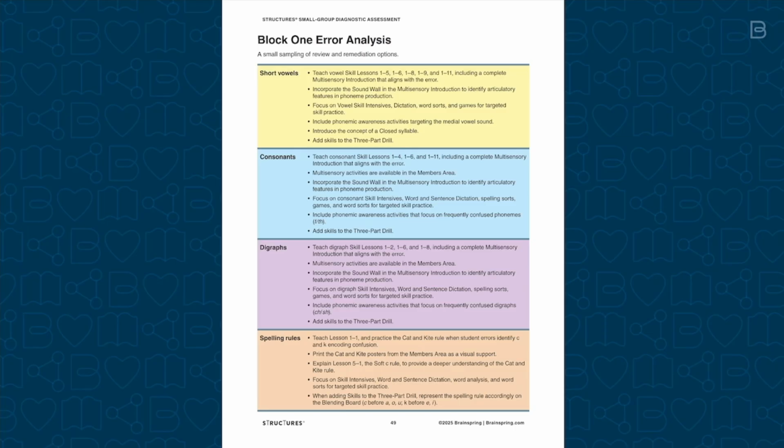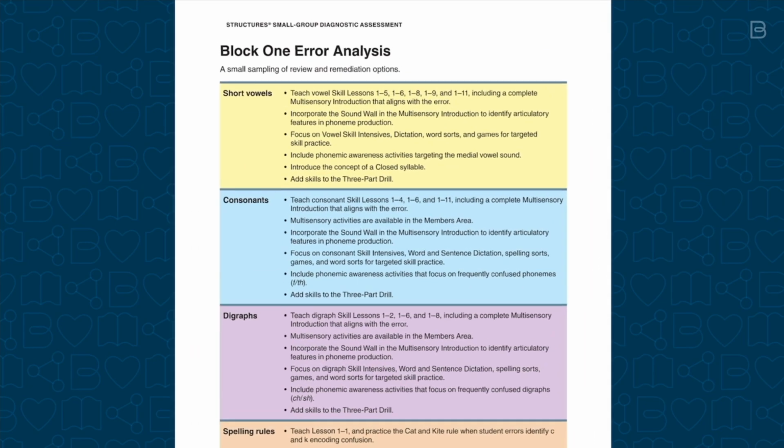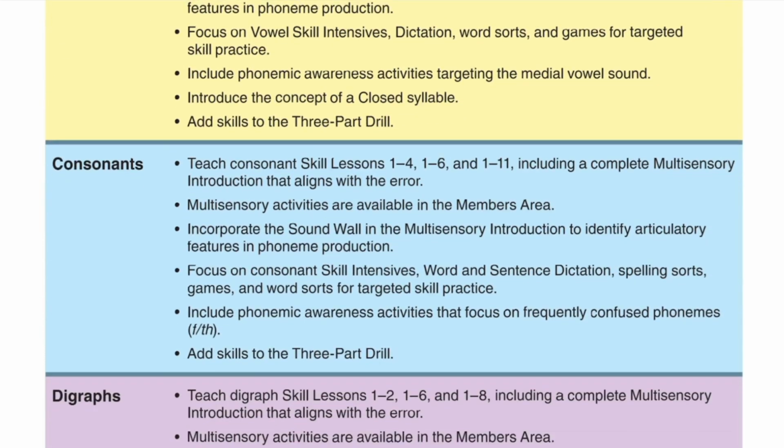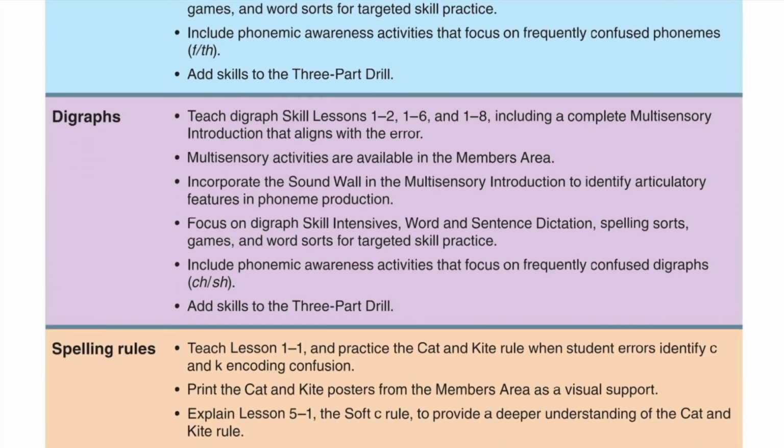In addition to the implementation roadmaps, we also have the Block 1 error analysis. Every block and layer has this error analysis feature that allows you to have more information, such as how to teach that skill, incorporating the sound wall, focusing on skill intensives, introducing the concept of a closed syllable possibly earlier because you have students that need to know the why. So we have additional ideas for you.